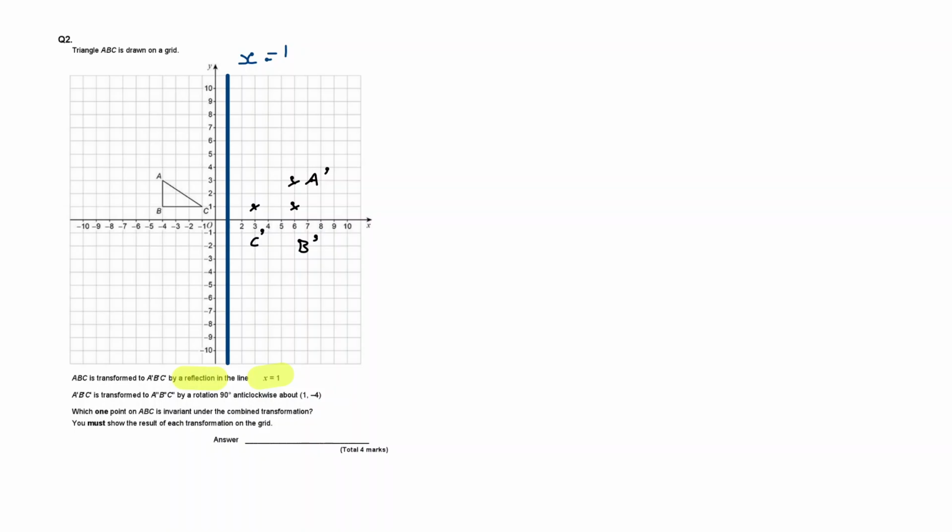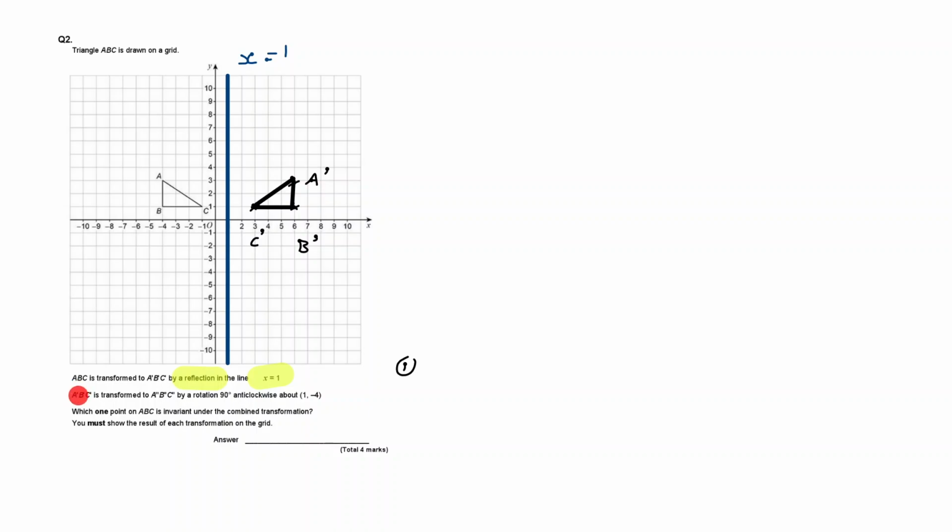So this is my new shape, A', B', C', and that's really messy. Up here. There we go. There we go. And there we go. Line 2 then says, so I've already got 1 mark already. That's going to be 1 mark in the bag.